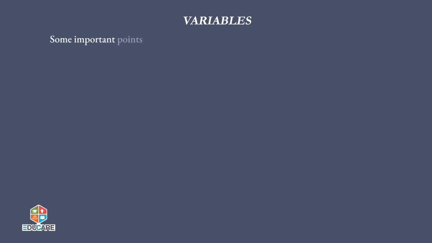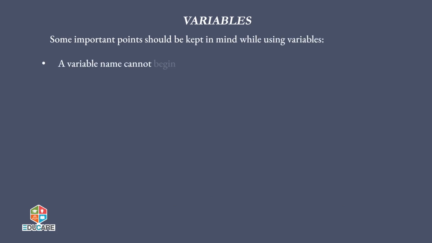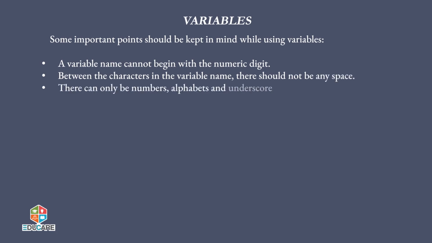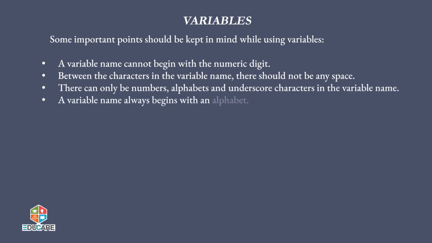Some important points should be kept in mind while using variables. A variable name cannot begin with a numeric digit. Between the characters in the variable name, there should not be any space. There can only be numbers, alphabets, and underscore characters in the variable name. A variable name always begins with an alphabet. The variable names are case sensitive.